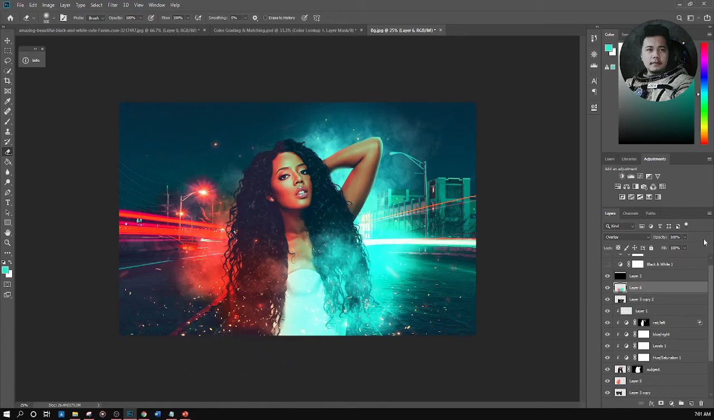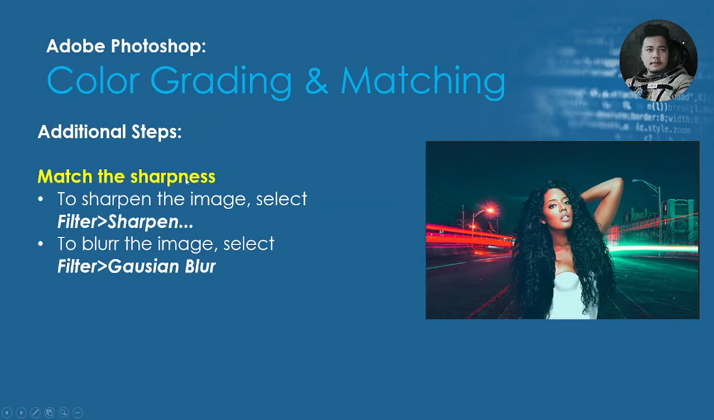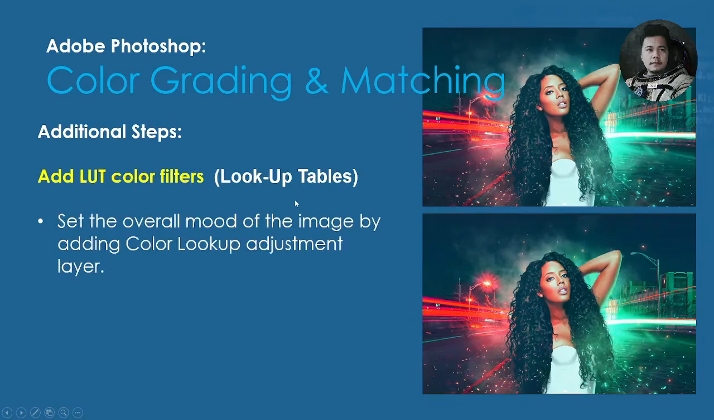Okay, so that's it. Thank you so much for making it this far. So this has been alright. One more step to add, and that is to add LUT colors. LUT means color lookup tables, it sets the overall mood in the image by adding a color lookup adjustment layer. Okay, so let's do that.